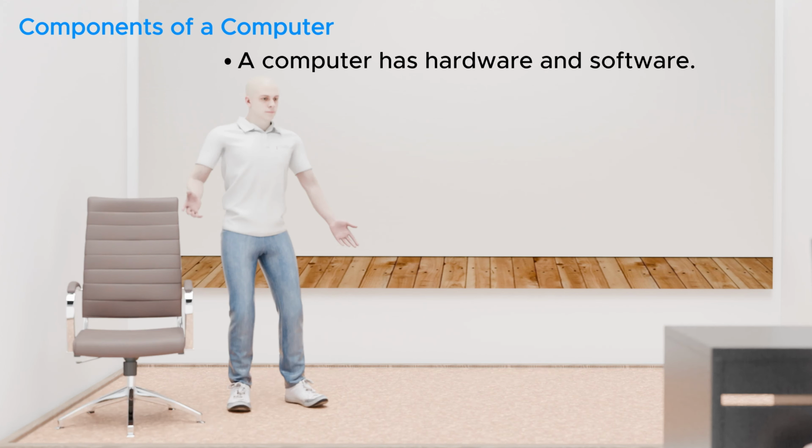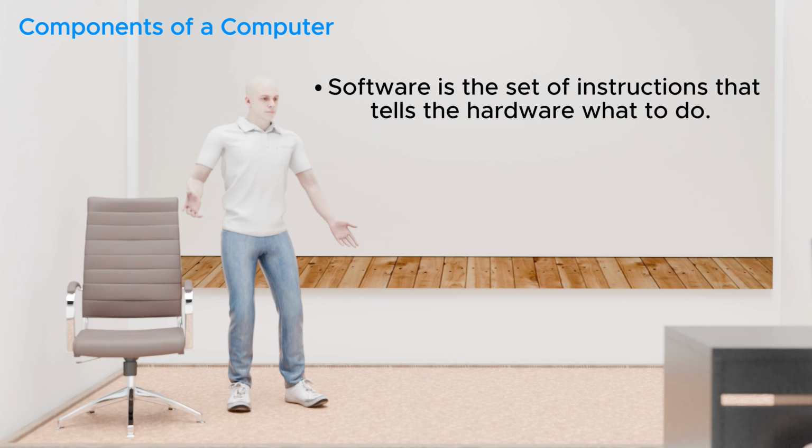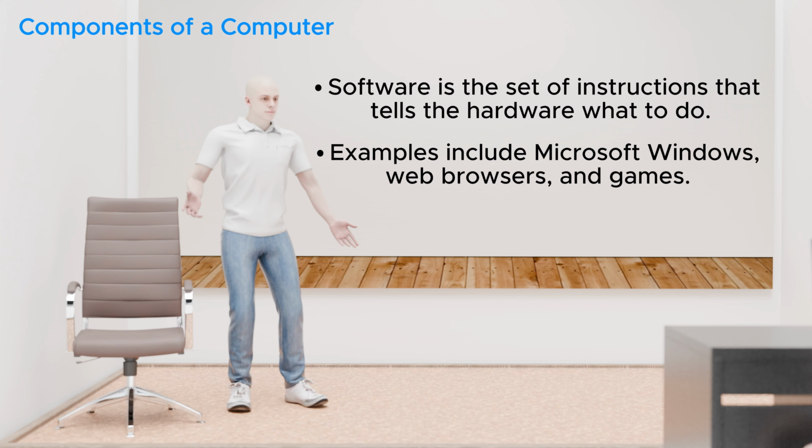A computer has hardware and software. Hardware is the physical part of the computer, things you can touch, like the keyboard, mouse, monitor, and CPU. Software is the set of instructions that tells the hardware what to do. Examples include Microsoft Windows, web browsers, and games.